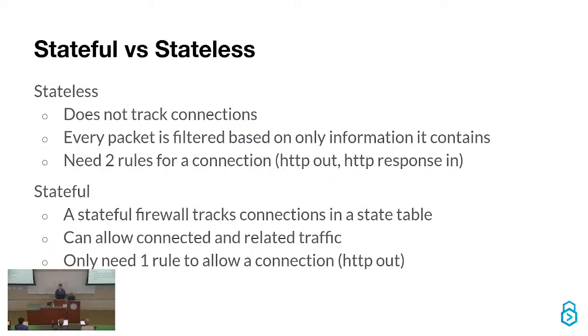A stateful firewall, on the other hand, tracks the connections in a state table. So it can allow connected and related traffic to a connection. So then you'd only need one rule. For example, if you add a rule for HTTP out, then when you send a request out and the server's replying, the firewall would see that, recognize that it's from a previous connection that was allowed, and allow it through. So generally, stateful is better, but there are some times when you might want to use stateless if you want to inspect every packet.